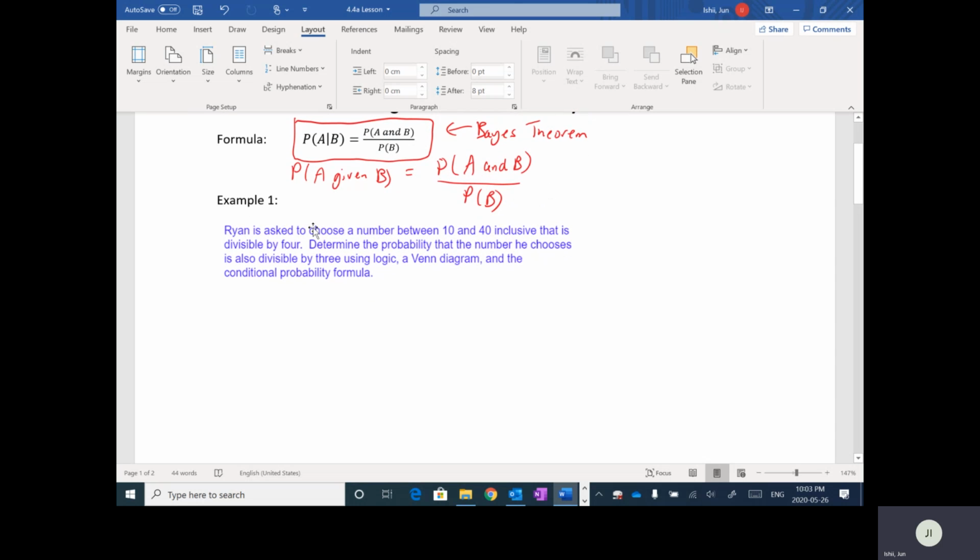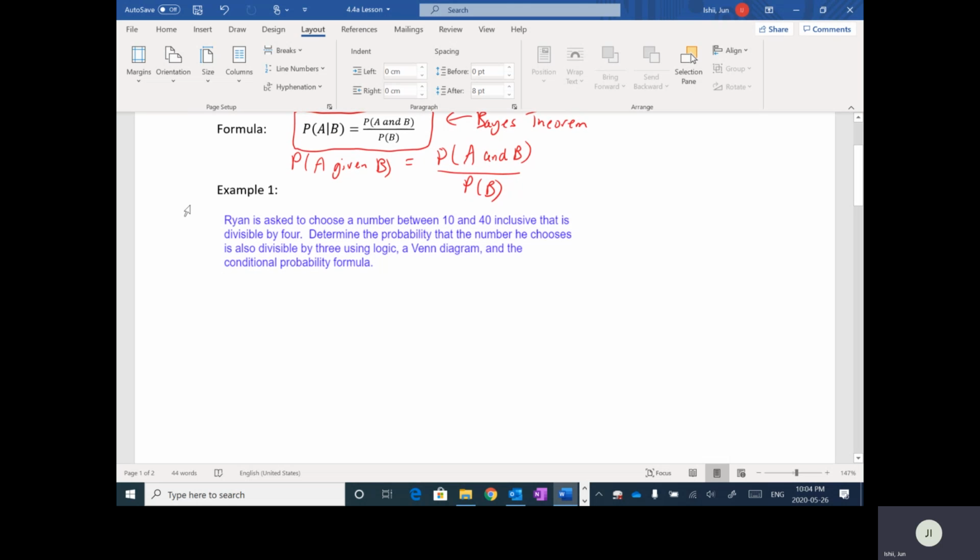Ryan is asked to choose a number between 10 and 40, inclusive. Inclusive means you're including 10 and you're including 40. That is divisible by 4. So he picks a number that's divisible by 4, and we want to determine the probability that the number he chooses is also divisible by 3. They want us to do it 3 different ways: using logic, a Venn diagram, and the conditional probability formula. These are 3 different methods to get the same answer.